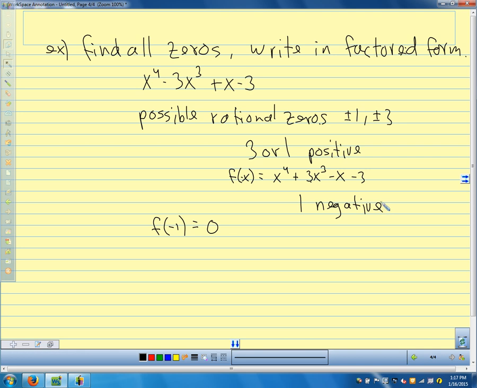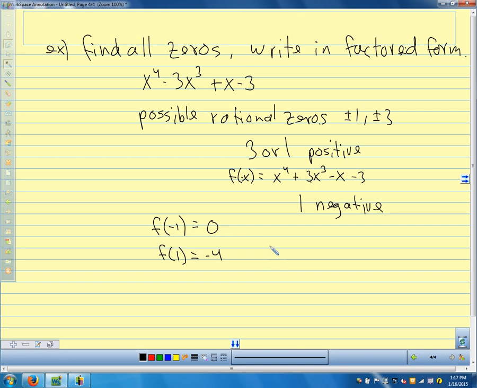So what's the only other possible one? What's the only possible rational zero that could be left? What do we have left? 3 or 1? We could test 1. F of 1 equals 1 minus 3 is negative 2. Plus 1 is negative 1. Minus 3 is negative 4. So positive 1 is not a possible rational zero. So what does that leave to test with synthetic division after we do the synthetic division with negative 1? 3. The only other thing we can test is 3.